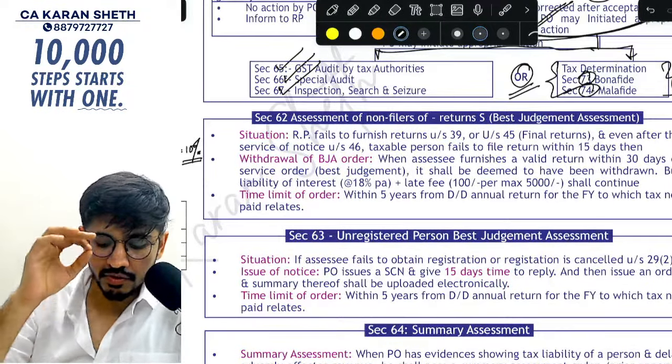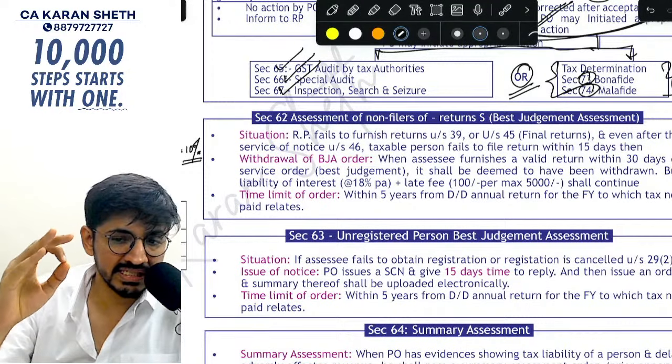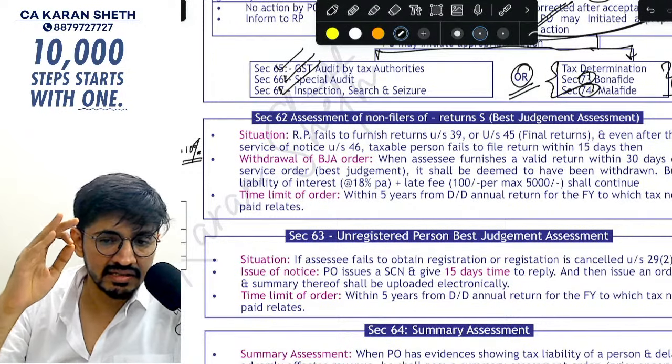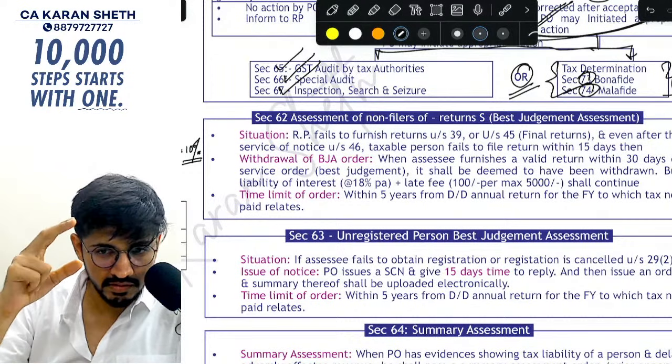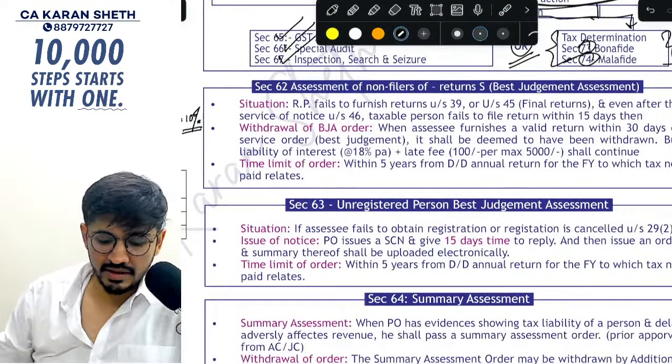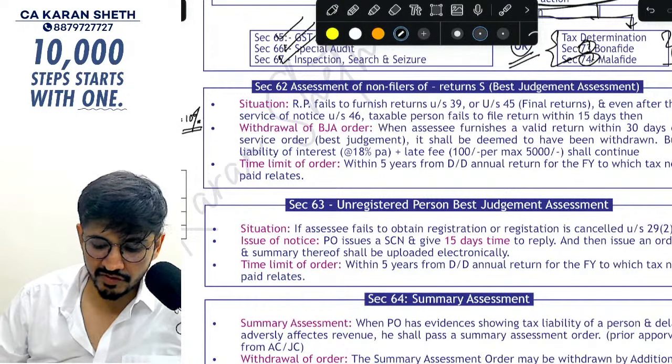Clearly you will be responsible for what you do. Is that very clear, MS? Is that very clear, Heath, Rakshit, Smith? Makes sense. Okay, next, section 62, assessment of non-filers of return.